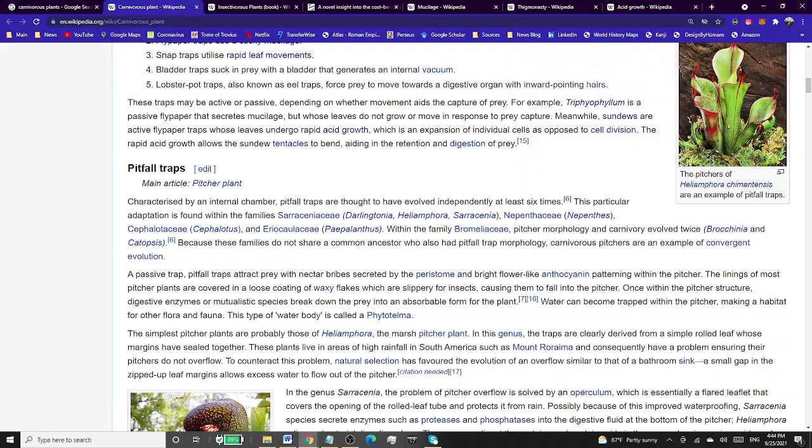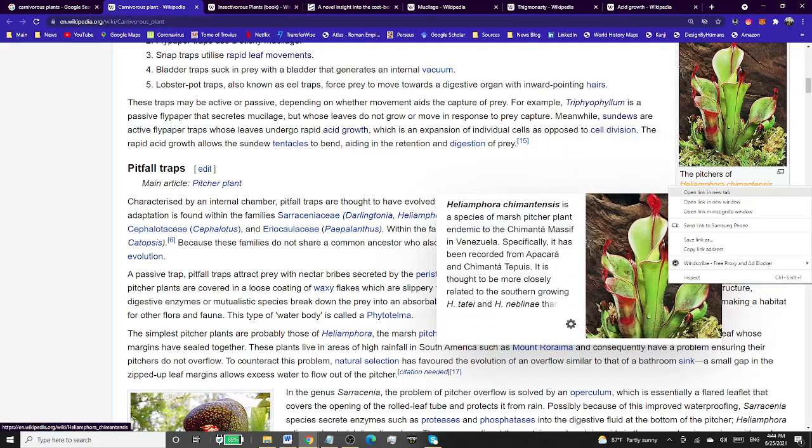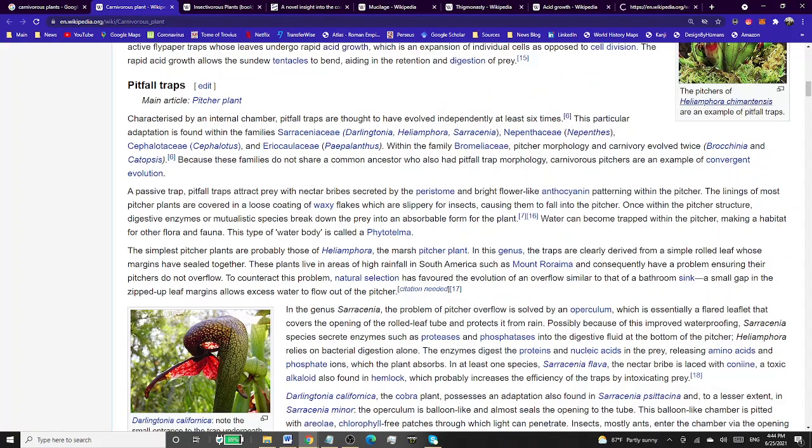Got that one. So let's see the pitcher plants. They have an internal chamber. Oh, okay, so plenty of different species can do this.